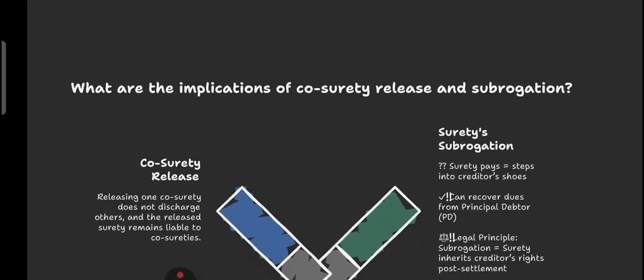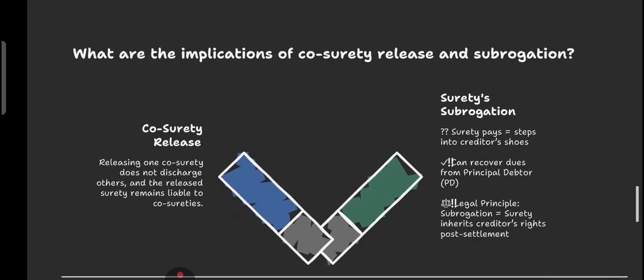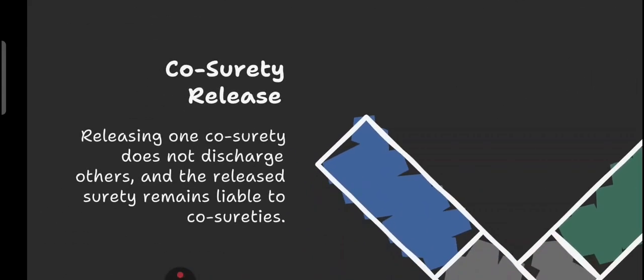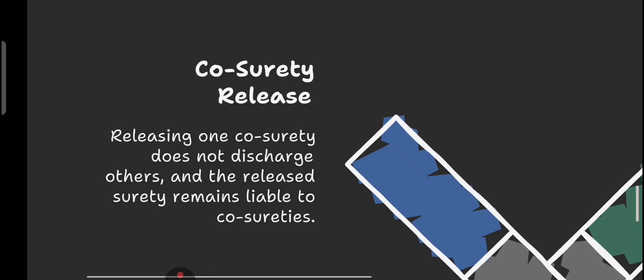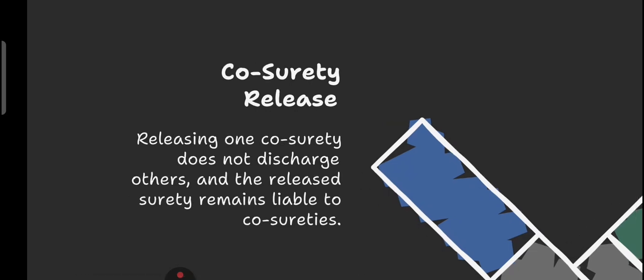Very, very important. So what are the implications of co-surety release and subrogation? Let's talk about two powerful concepts. The first thing is co-surety release. Whenever there are multiple sureties involved, releasing one of them does not discharge the other. Even the released surety remains liable to the co-surety, meaning responsibility is shared and cannot be dodged simply by being released from the creditor.